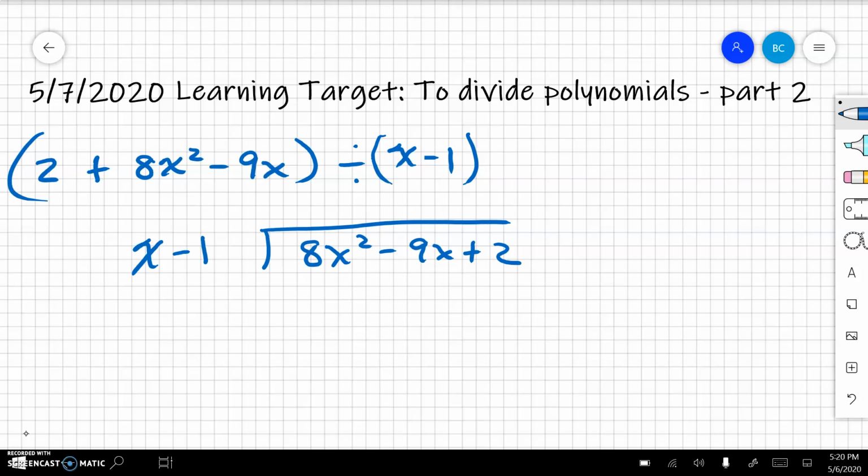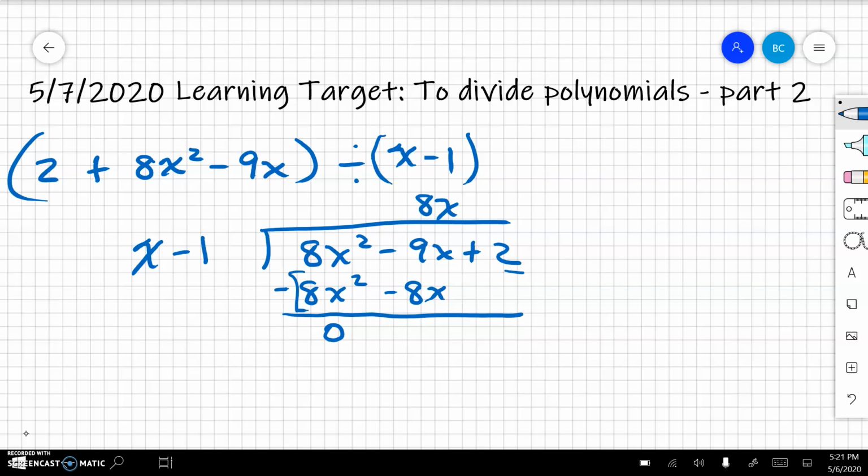This is the part that I don't think I emphasized well yesterday. When I'm asking myself how many times does x go into 8x squared, I want this to be whatever is necessary so that when I subtract, 8x squared minus 8x squared is 0. So in order to get 8x squared, I need this to be 8x. So 8x times x is 8x squared. 8x times minus 1 is minus 8x.